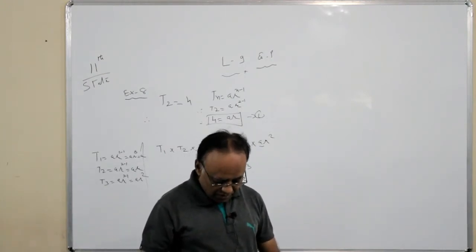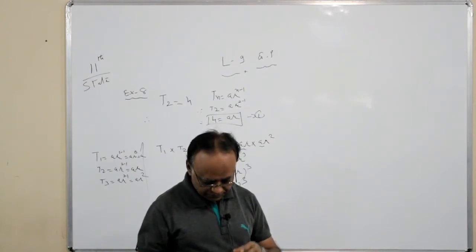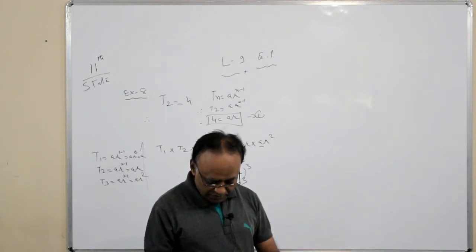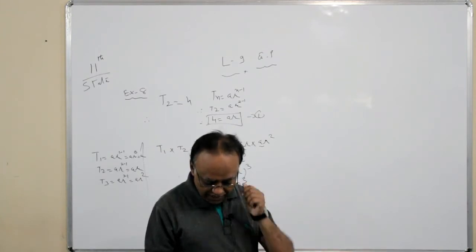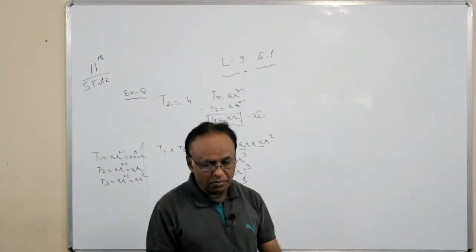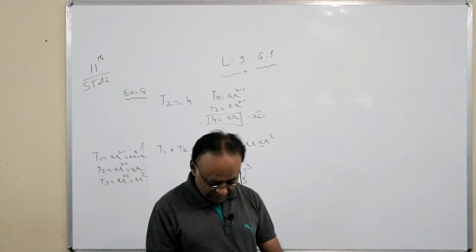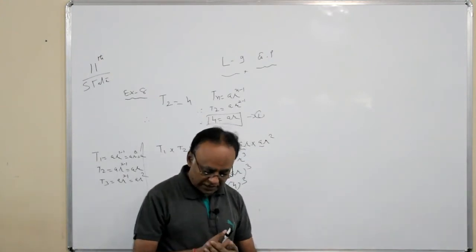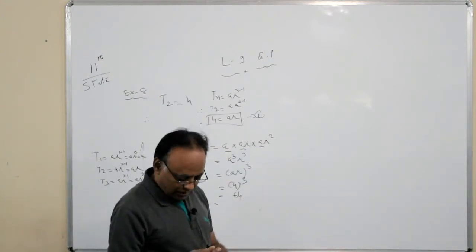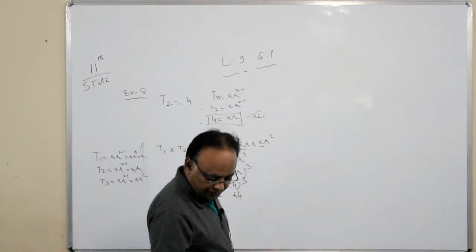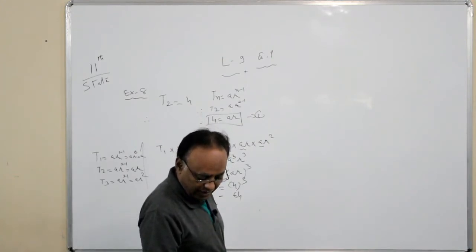Now the same way, illustrate example number 9. The first term and the product of the first 3 terms of the GP are 3 and 216 respectively. Find the 7th term of the GP. We want to find the 7th term. Again, the first term we say is A.